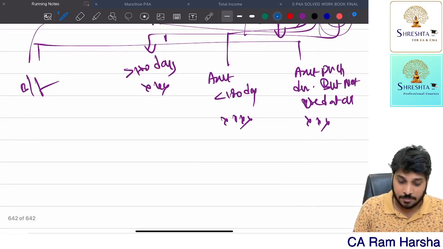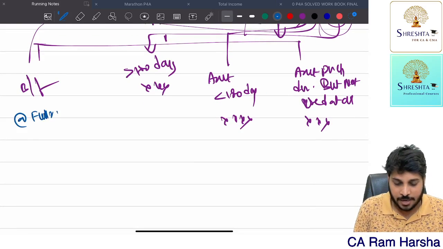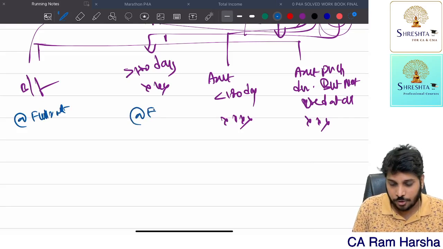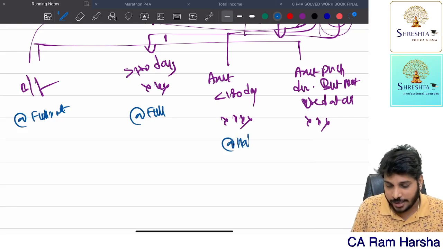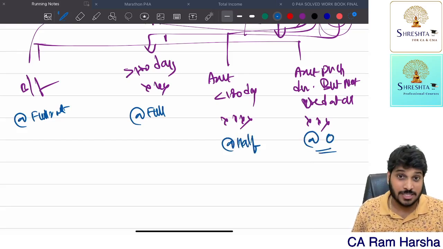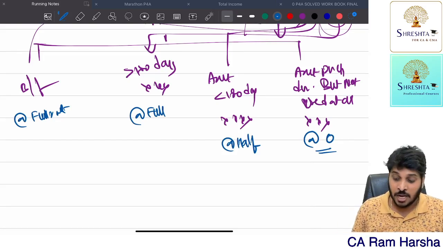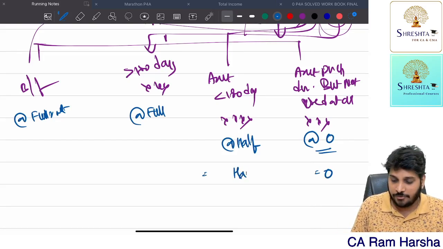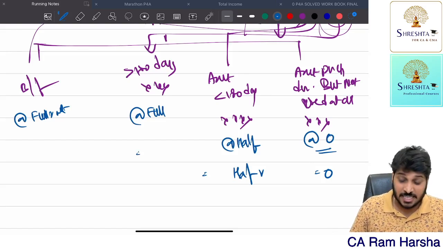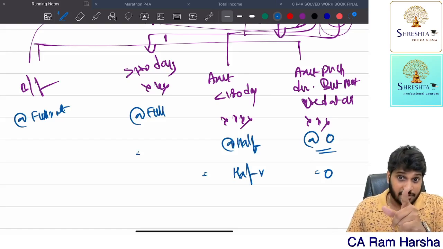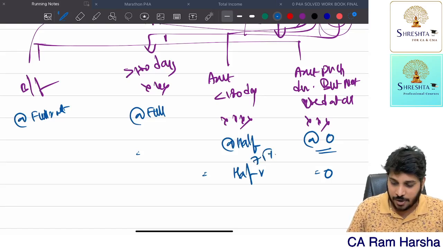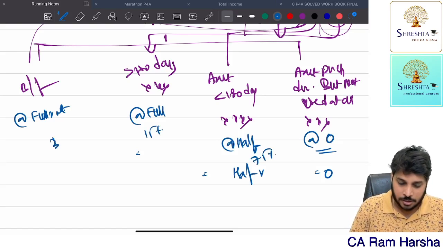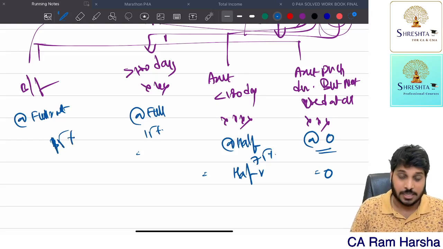Now on these items, apply the full rate applicable for the block. Apply here also the full rate. Apply here the half rate. Apply here the zero rate, because if the asset is not used in the year of purchase, no depreciation, zero. Here it is half rate depreciation. Now in this case, what does half rate mean? In this example, it is a 15% block, so half means 7.5%, and 15% is full.